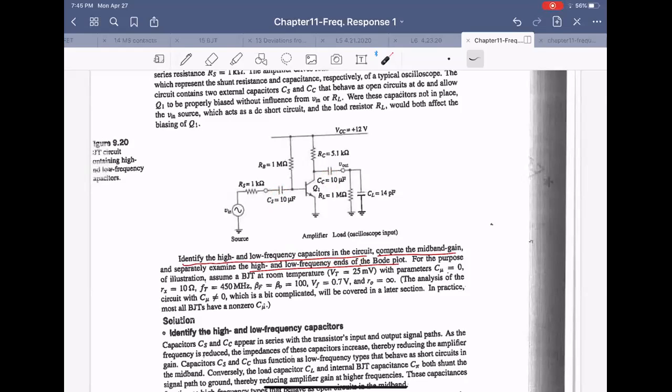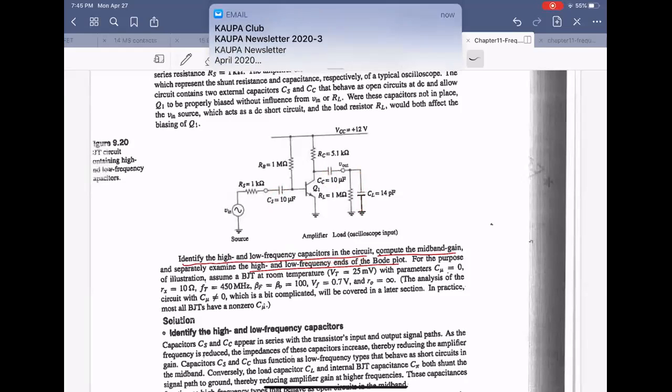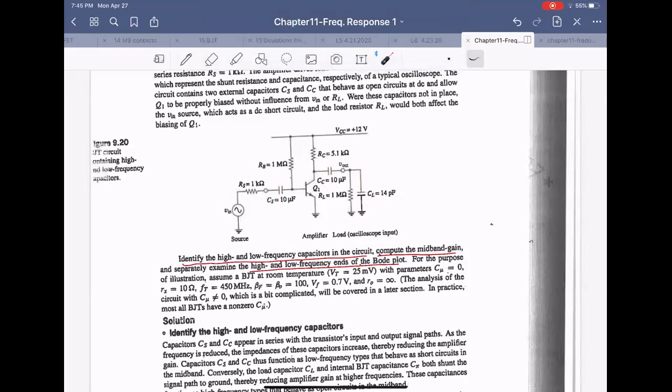At low frequency, the CL is like open, it's not a problem, but at high frequency, CL will be short, and the output will be ground. So we have to consider CL on the high frequency side. For low frequency, we have to consider C sub S and C sub C. Also, we have to consider internal capacitors in the BJT.